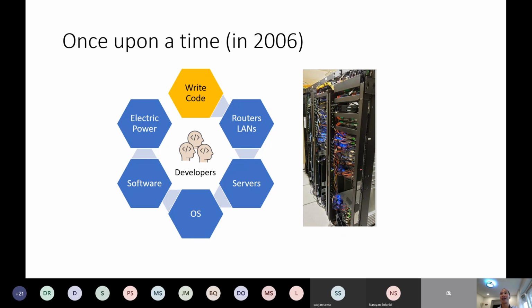I remember that at that point a server cost around 3,000 euros at that time. So we had to know many different things, right? My direct manager at that time was the guy who knew very well how to configure the router, LAN, server, OS, software, and we also needed to worry about electric power, right?